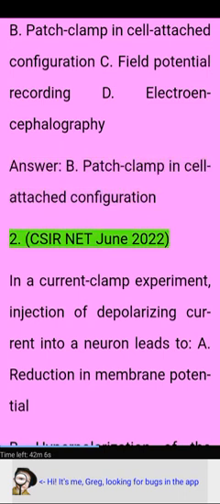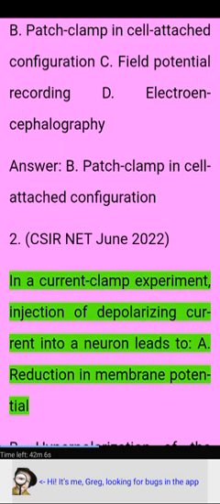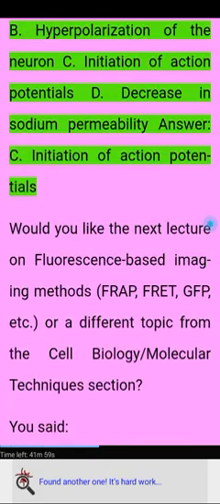2. CSIR-NET June 2022. In a current clamp experiment, injection of depolarizing current into a neuron leads to: A. Reduction in membrane potential. B. Hyperpolarization of the neuron. C. Initiation of action potentials. D. Decrease in sodium permeability. Answer: C, initiation of action potentials.